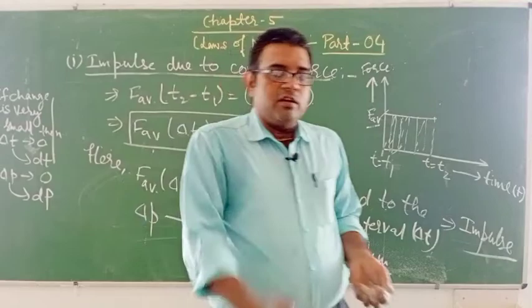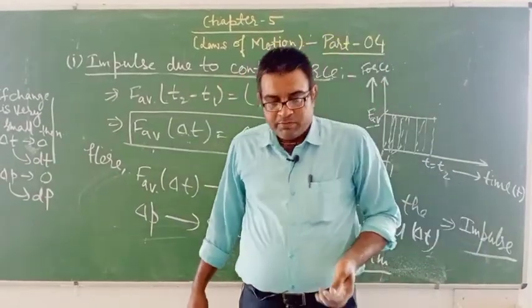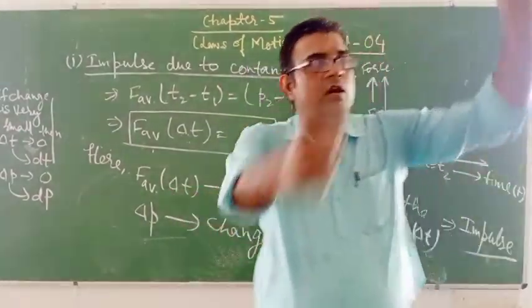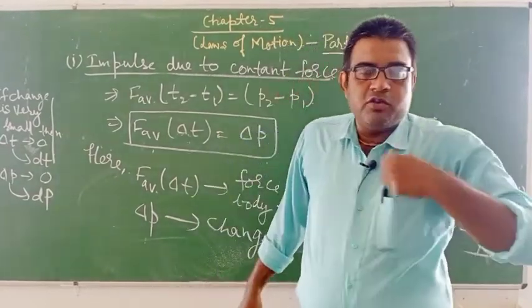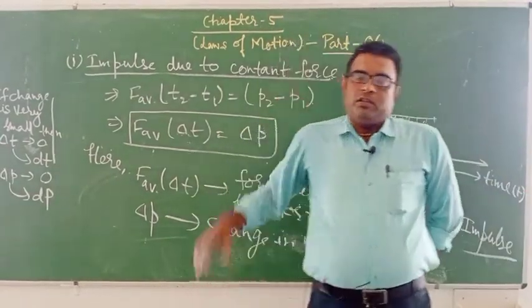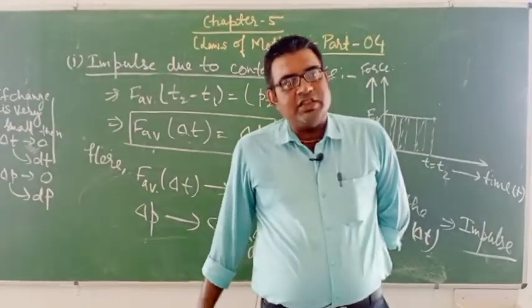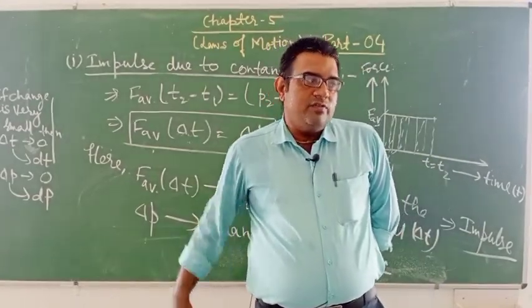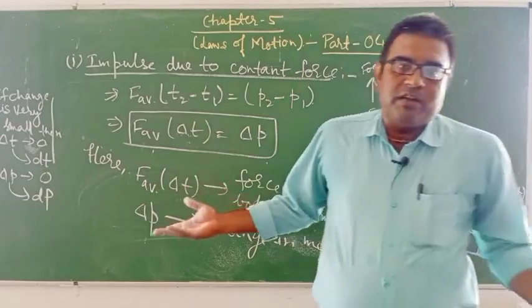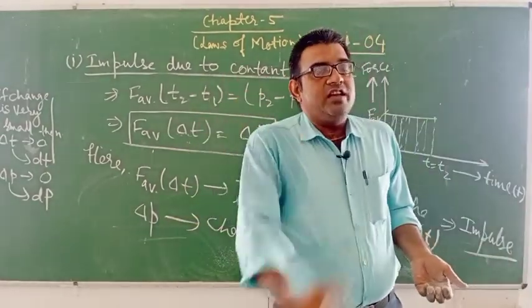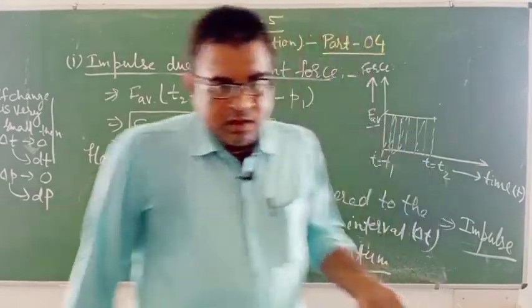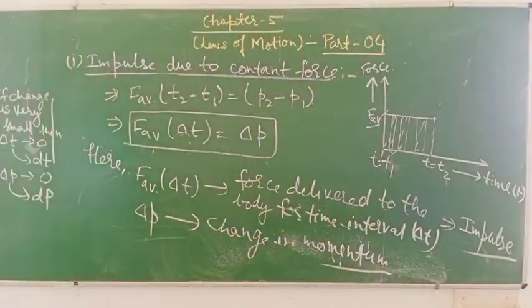And physically also you can understand this. Suppose you are giving a shot to a ball, then the mass of the ball is not going to change, but due to the application of the force, the velocity of the ball will change, and since the velocity of the ball will change, obviously its momentum will change. So it can be interpreted physically also. Now about the unit.